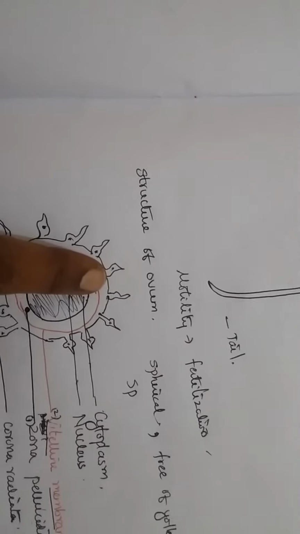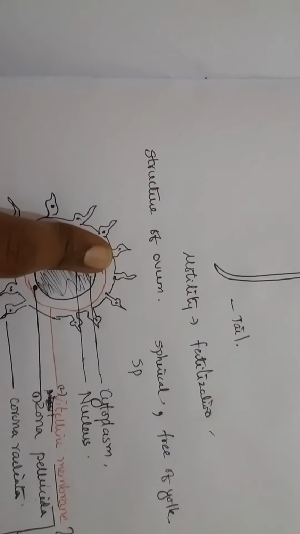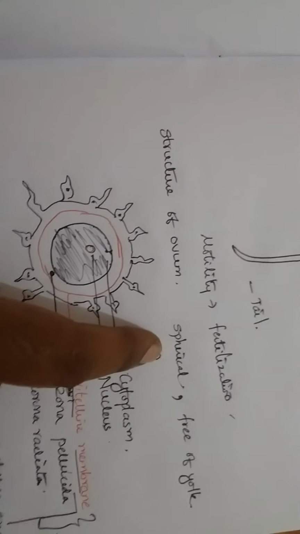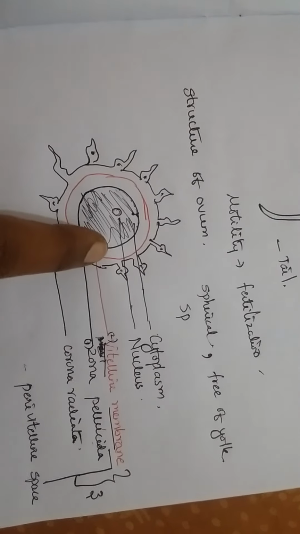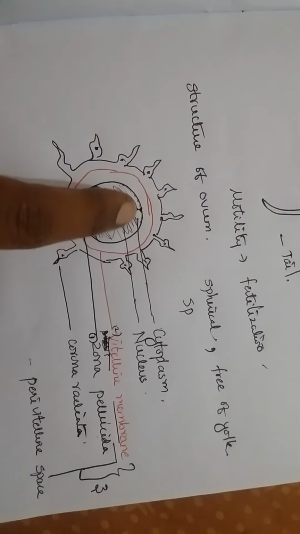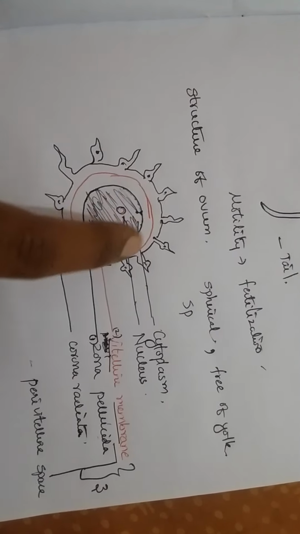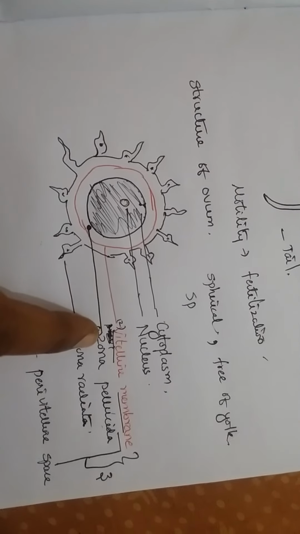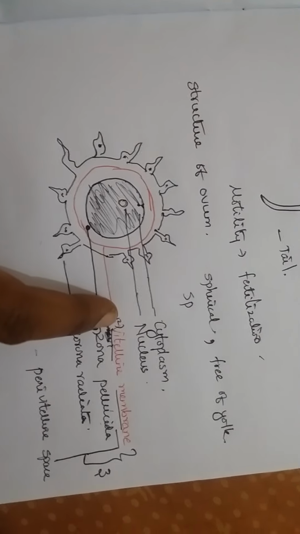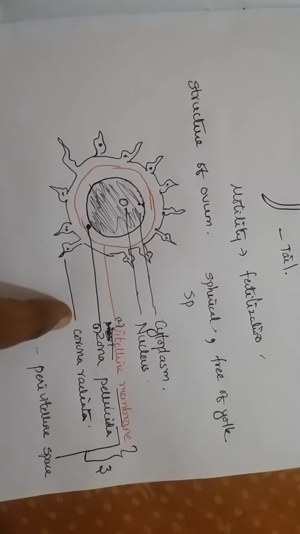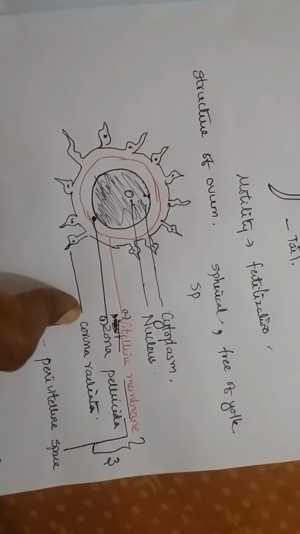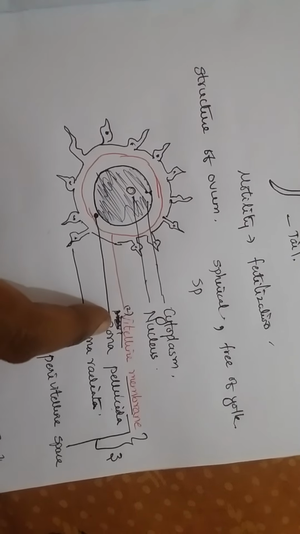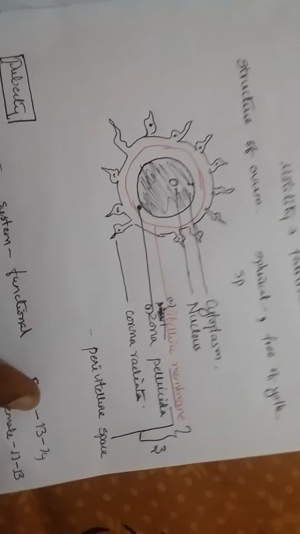And when we were learning about the structure of the ovum, we learned that the ovum is spherical in shape and it is free of yolk. It is having a nucleus and a cytoplasm which is surrounded by a plasma membrane, and over the plasma membrane we have zona pellucida, and the second layer will be vitelline membrane. The third layer will be corona radiata, which is made up of follicular cells, and there is a space between the vitelline membrane and the zona pellucida, which is nothing but perivitelline space.